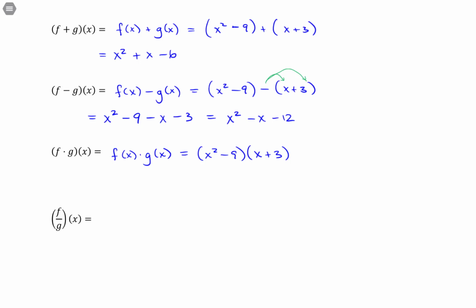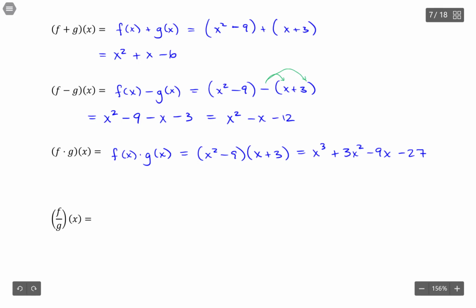So I have two items that need to be multiplied out, and they are binomials, which I can simplify through FOIL. So x squared times x is x cubed. x squared times 3 is 3x squared. Negative 9 times x gives me negative 9x. And negative 9 times 3 is negative 27. If there were any like terms, I would combine those like terms at this point, but it does not appear that I have any like terms. So this is fully simplified.